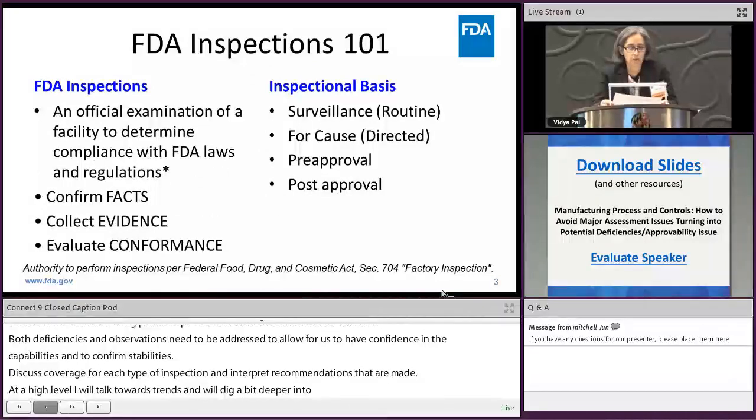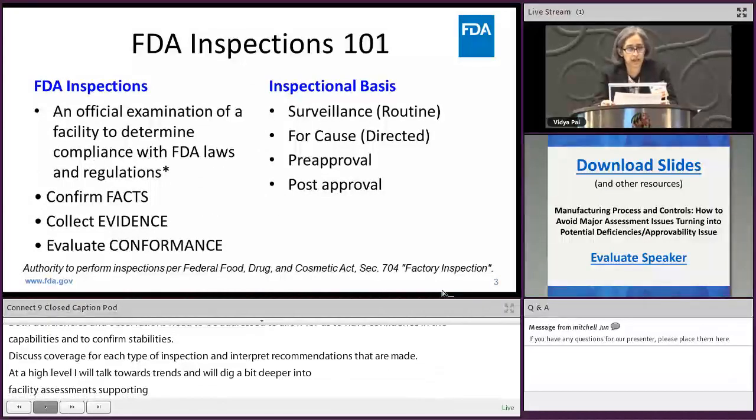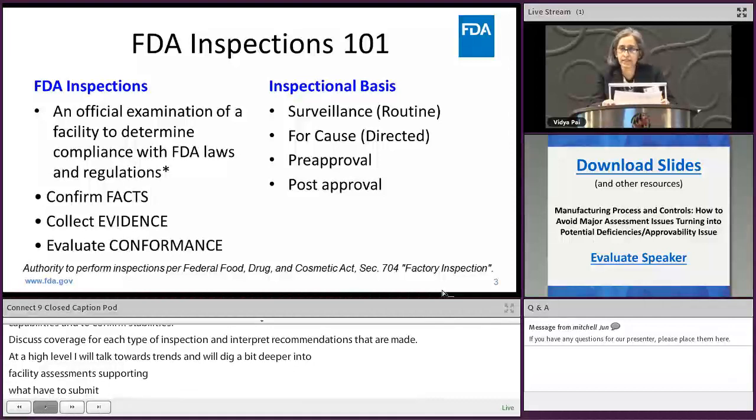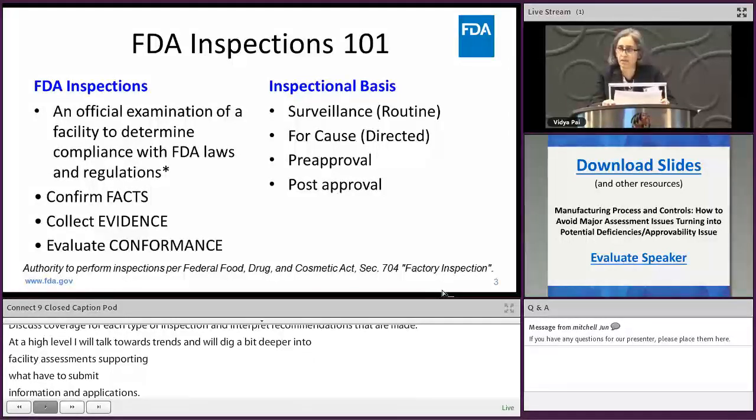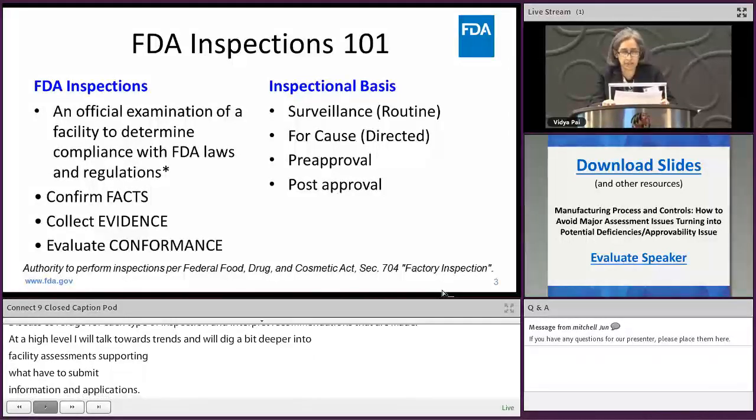So what is an FDA inspection? It is an official examination of a facility to determine compliance with FDA laws and regulations. We conduct inspections to confirm facts. You might have submitted information in applications, and we are there to confirm that those hold true. We conduct inspections to collect evidence, and then finally assess that information to establish and evaluate conformance.